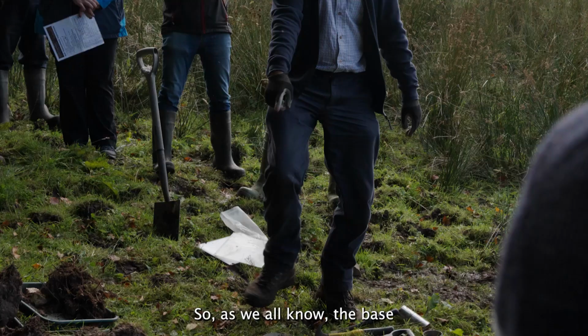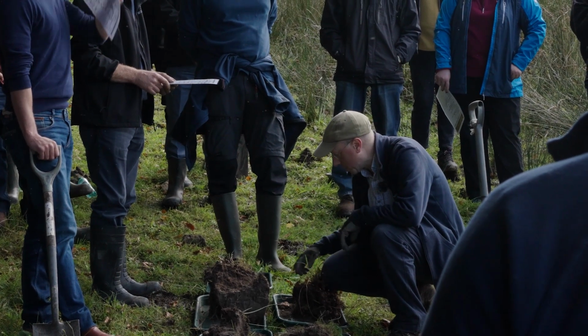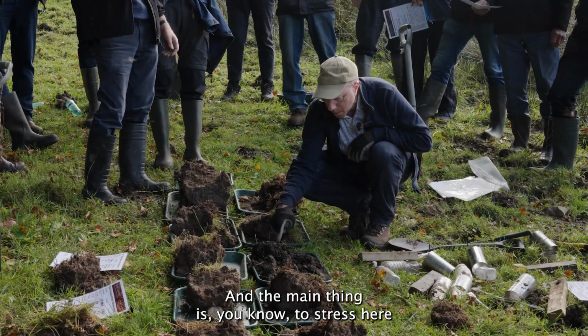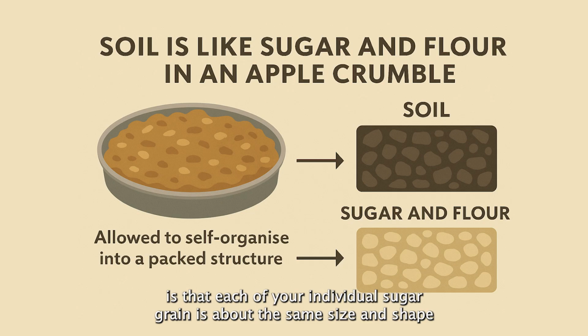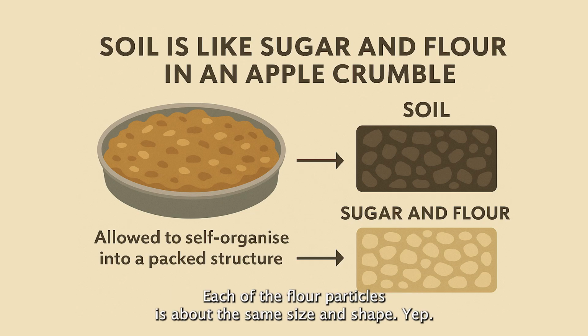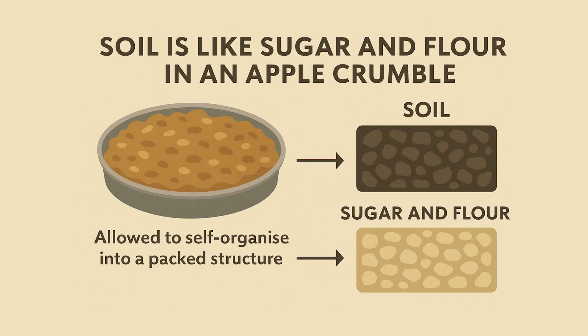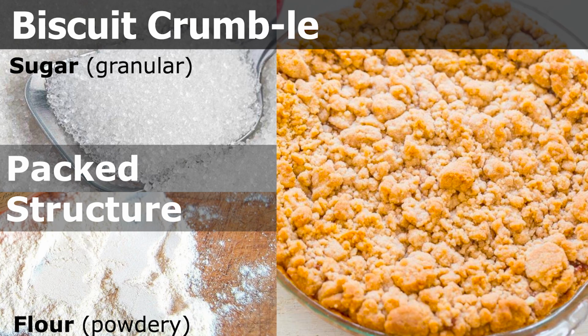So as we all know, the base ingredients of biscuits are sugar and flour, yeah? And the main thing to stress here is that each of your individual sugar grains is about the same size and shape as every other. And the same with the flour. Relative to each other, each flour particle is about the same size and shape, yeah? So essentially, if we allow those materials, in other words, large numbers of very fine particles that have a regular size, to self-organise, they will produce a packed structure.